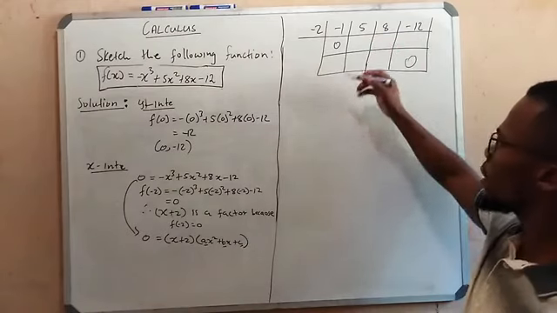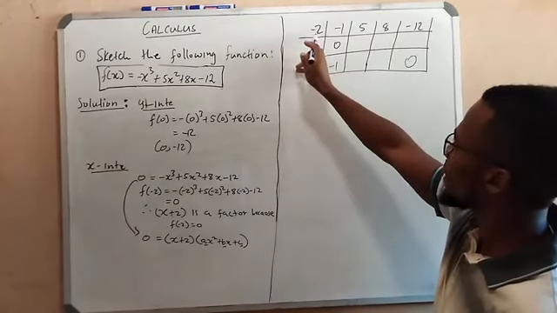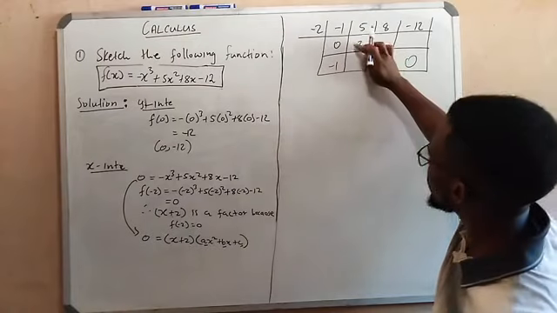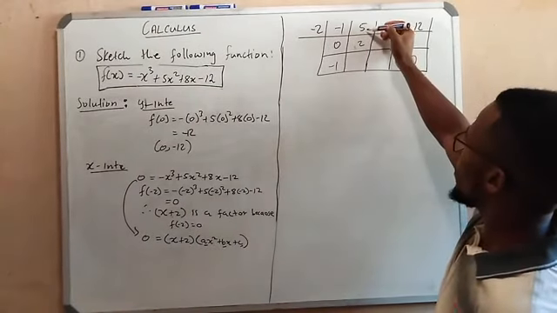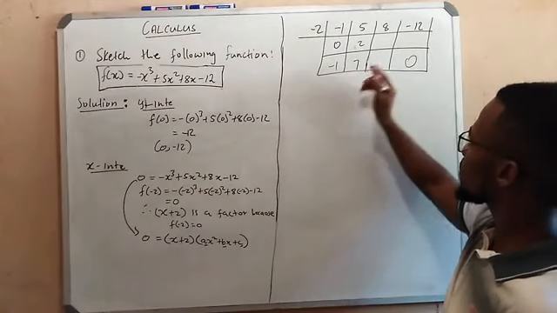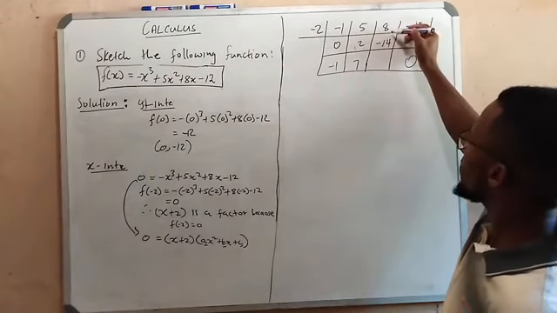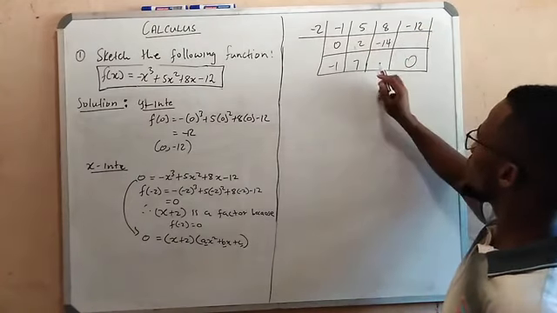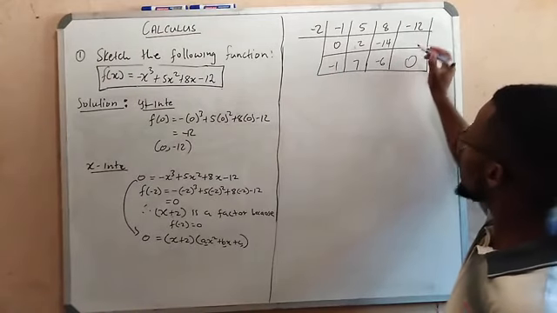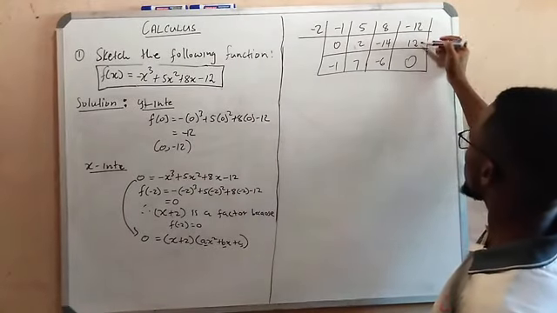This is how this table works. You say minus 1 plus 0, it is still minus 1. Minus 2 multiplied by minus 1, it is positive 2. 5 plus 2 is 7. Minus 2 multiplied by 7, you get minus 14. Right? 8 plus minus 14, you get minus 6. Minus 2 multiplied by minus 6 gives you positive 12. Now negative 12 plus positive 12, you get 0.